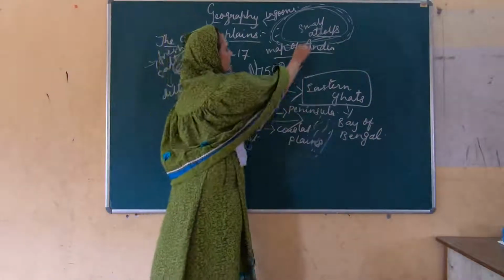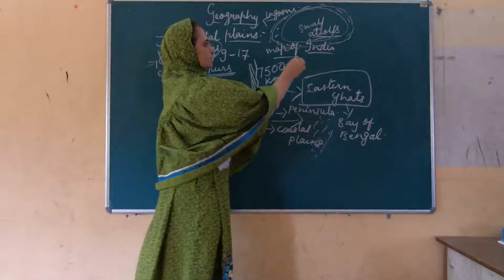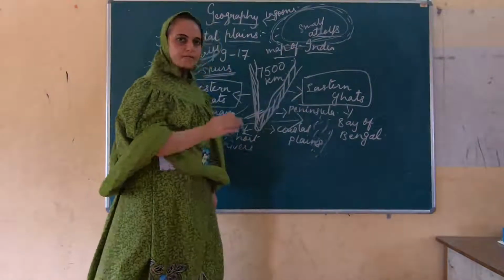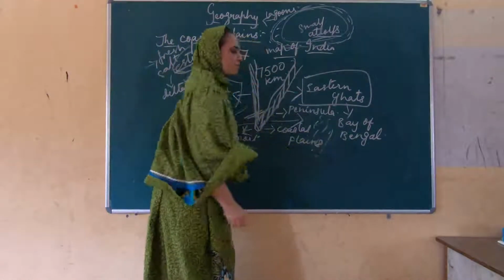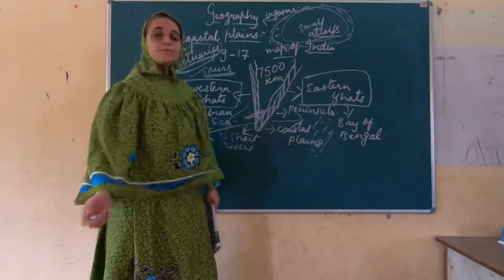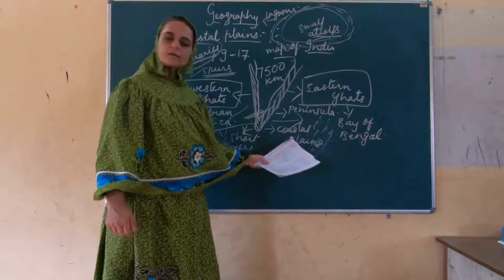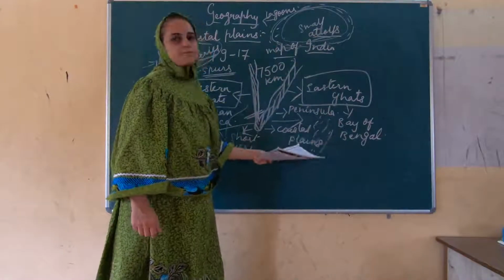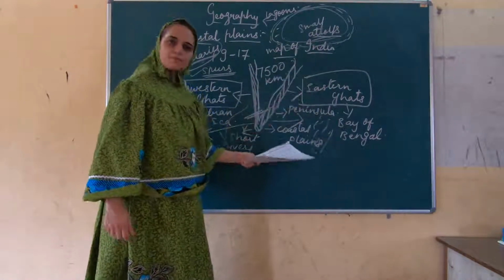So here what the major difference is being shown. Lakshadweep has small atoll islands. They are not very high, but the islands of Andaman and Nicobar are high because these are formed because of volcanic eruption. So this is the major difference between atoll islands and volcanic islands.